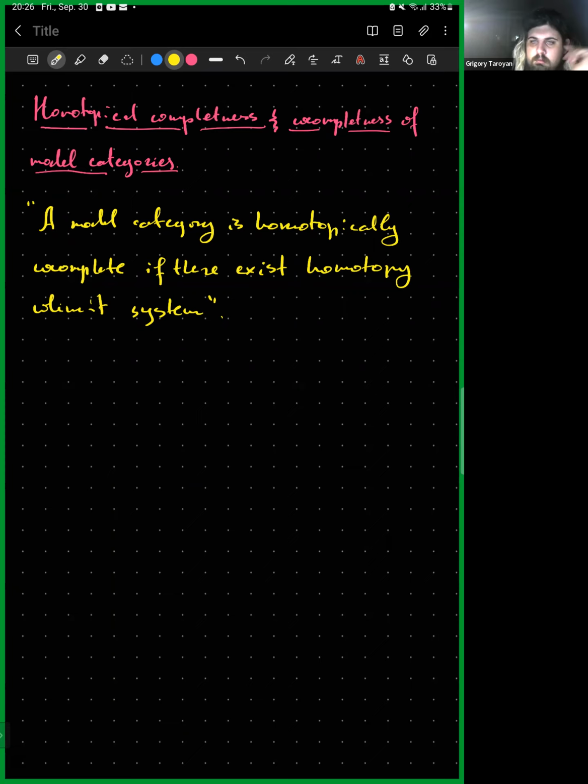So to rigorously define what it means, I first want to discuss left and right cut systems.